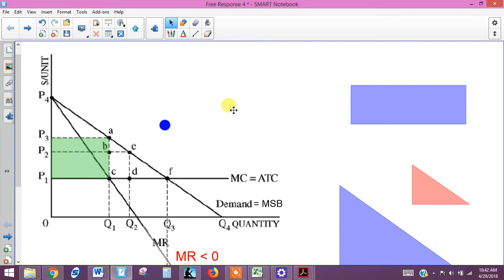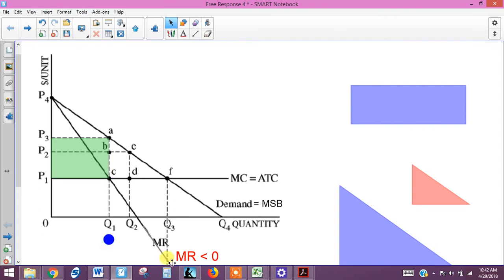Minus total cost. This level of P1 right here is the average total cost, because that's your cost per unit. The total cost would be this box right here, all of this: the cost times the quantity, out to Q1 right here.